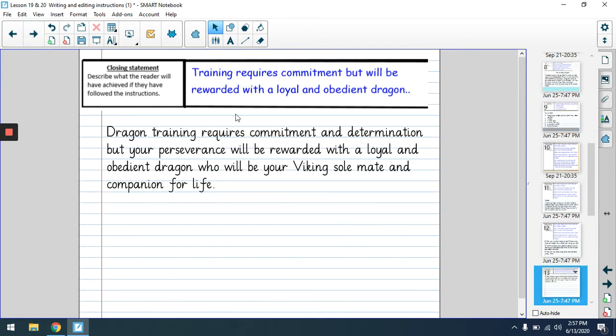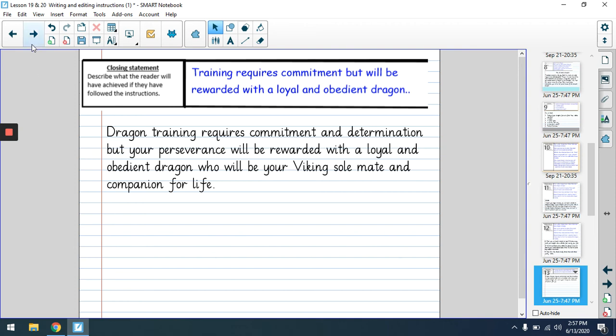And finally, my conclusion. Training requires commitment, but will be rewarded with a loyal and obedient dragon. So I felt that was quite brief. It needs a little bit more to it. Dragon training requires commitment and determination, so I thought I'd put in a bit more HQV. But your perseverance will be rewarded with a loyal and obedient dragon, who will be your Viking soulmate and companion for life.